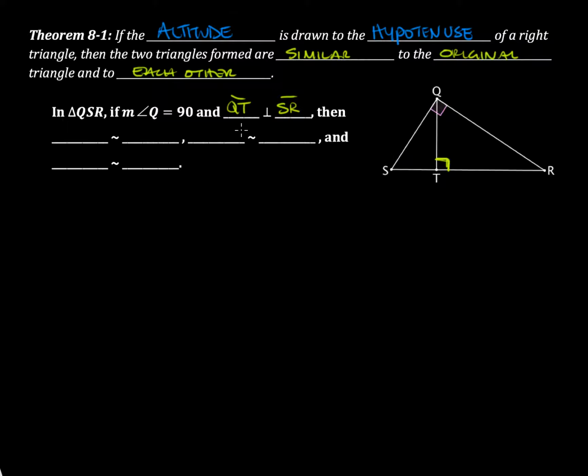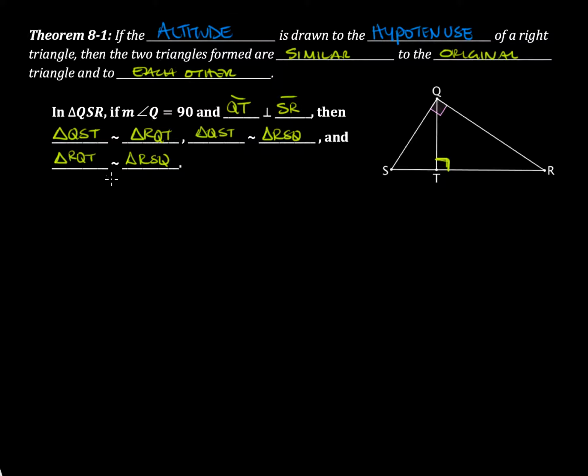So in other words, in this picture, when I've drawn the altitude down here, then triangle QST is similar to triangle RQT. Got to make sure I got those letters in the right order. Triangle QST is also similar to triangle RSQ, and triangle RQT is similar to triangle RSQ. Right? These two triangles are similar to each other, and they're both similar to the original big triangle.